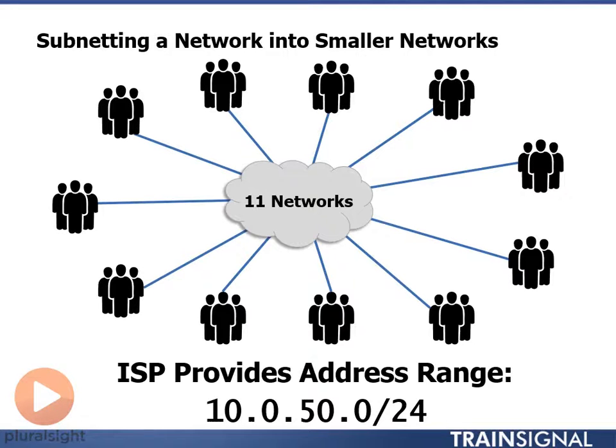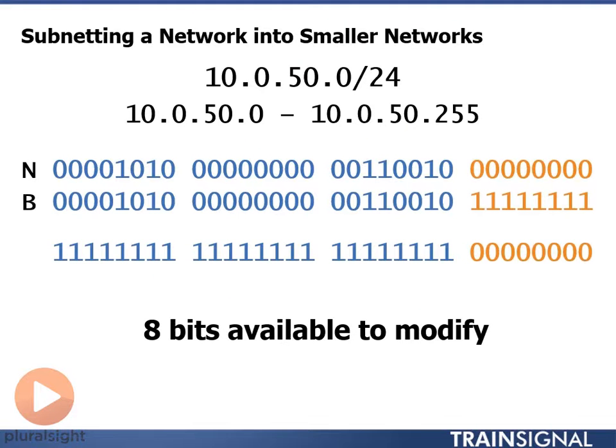All right, so here's our problem. Our ISP provided us the address 10.0.50.0/24. We need 11 networks. So let's subnet 10.0.50.0/24 into at least 11 networks. To do that, we're going to convert our addresses to binary and find out what the range of addresses we have to work with here.